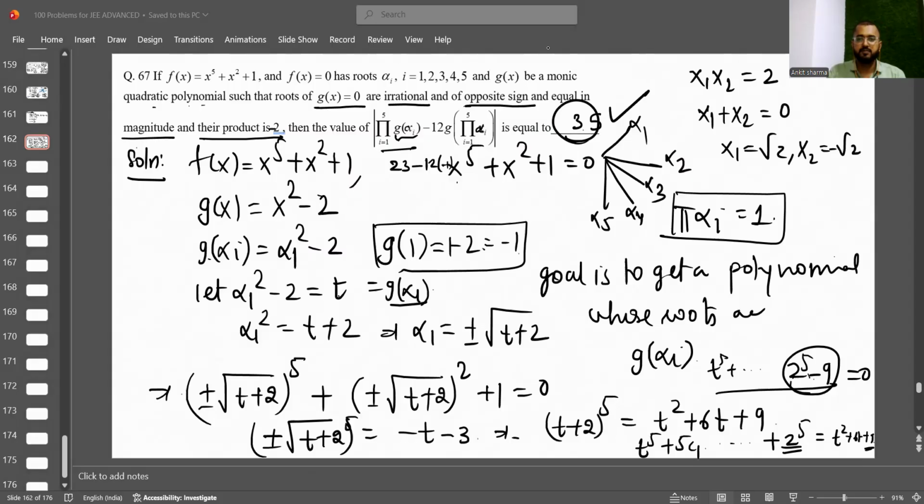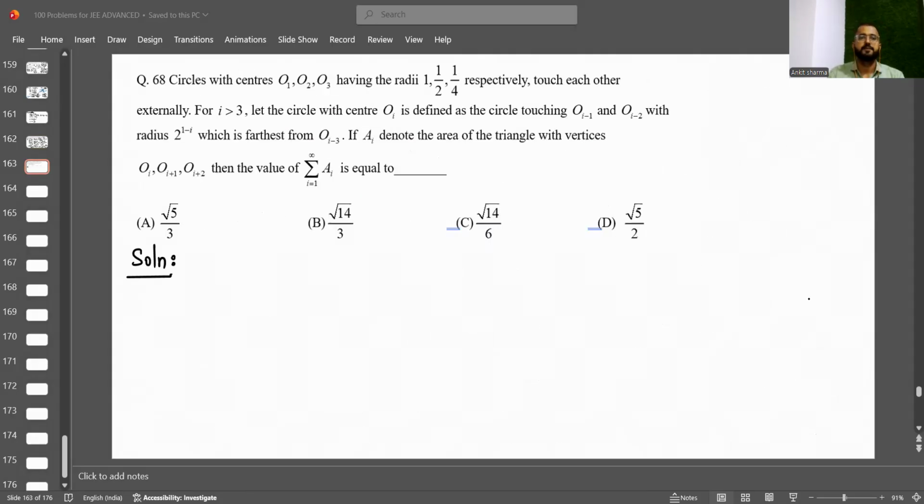So moving to the next problem. Look at this. We have circles with centers O1, O2, O3, and having the radii 1, 1 by 2, 1 by 4 respectively, touching each other externally. So first, we'll draw this. So we have 3 circles.